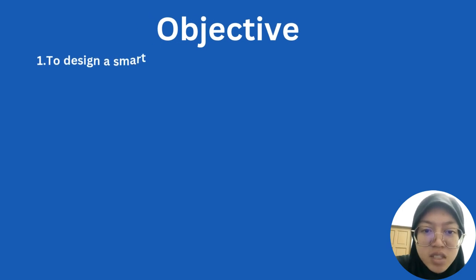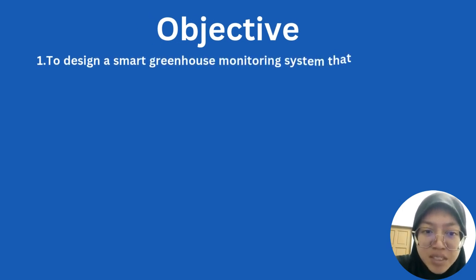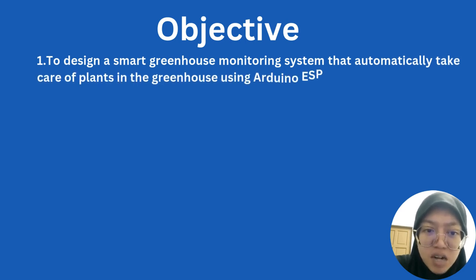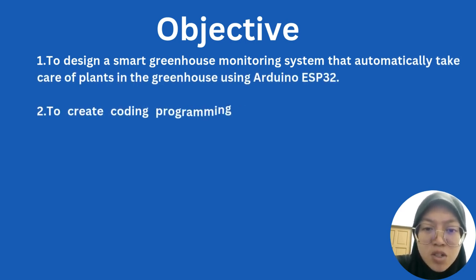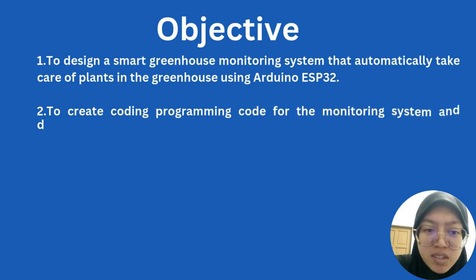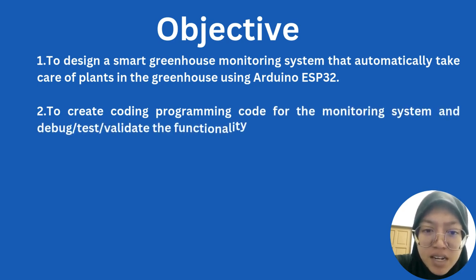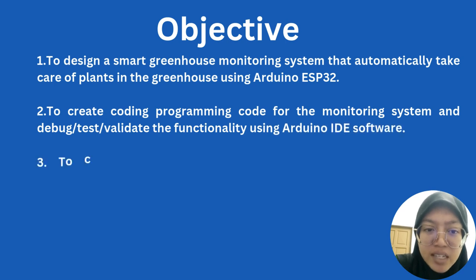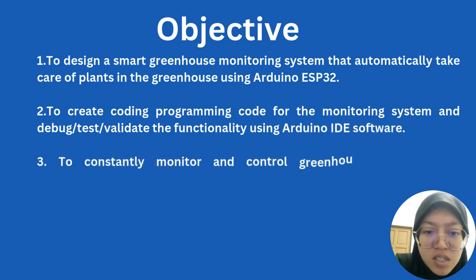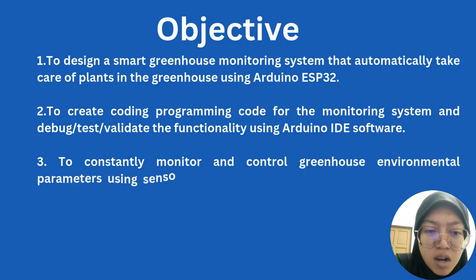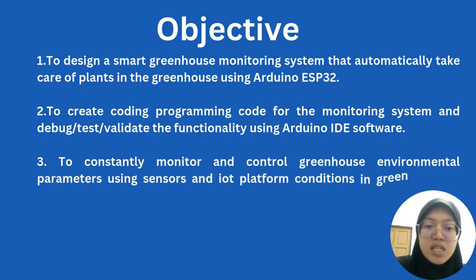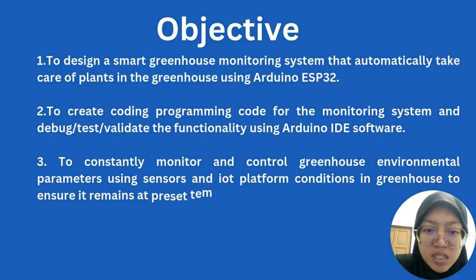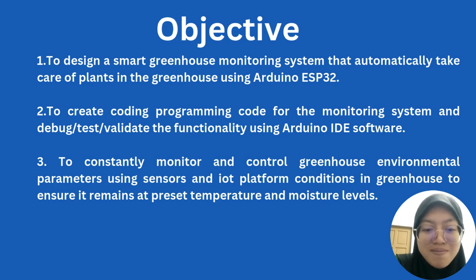The objective of this project is to design a smart greenhouse monitoring system that automatically takes care of plants in the greenhouse using Arduino ESP32. Second, to create the programming code for the monitoring system, and debug, test, and validate it functionally using Arduino IDE software. Third, to continuously monitor and control greenhouse environment parameters using sensors and an IoT platform to ensure it remains at the present temperature and moisture level.